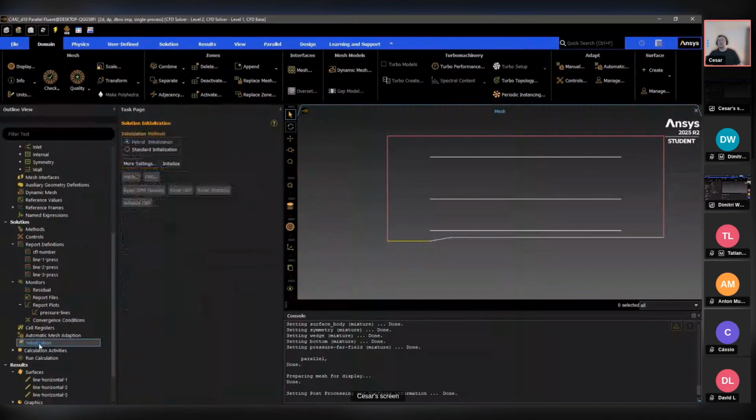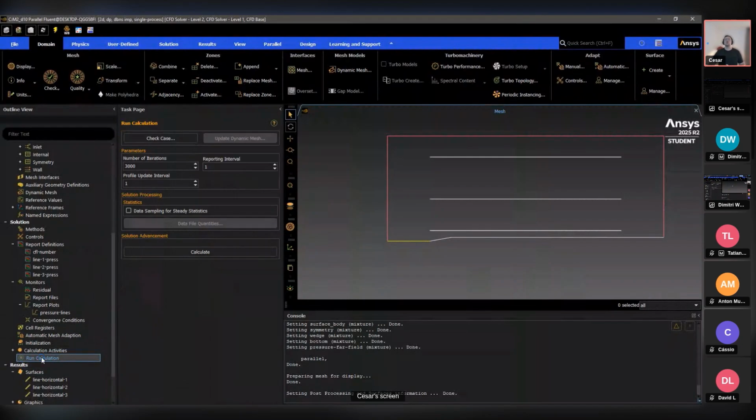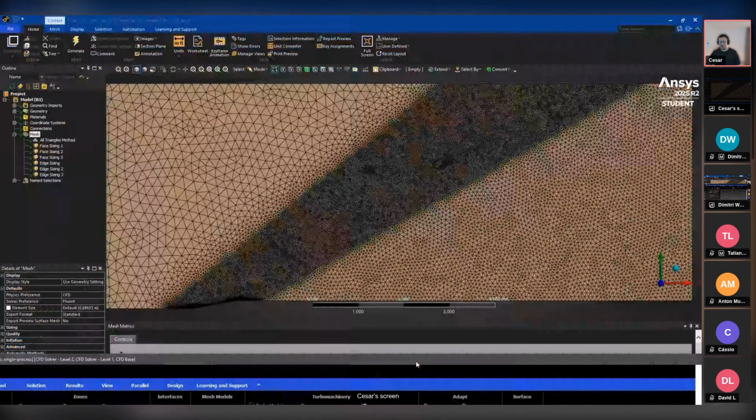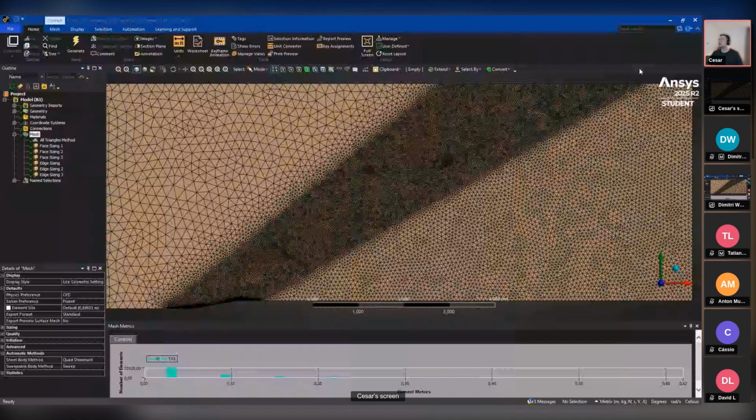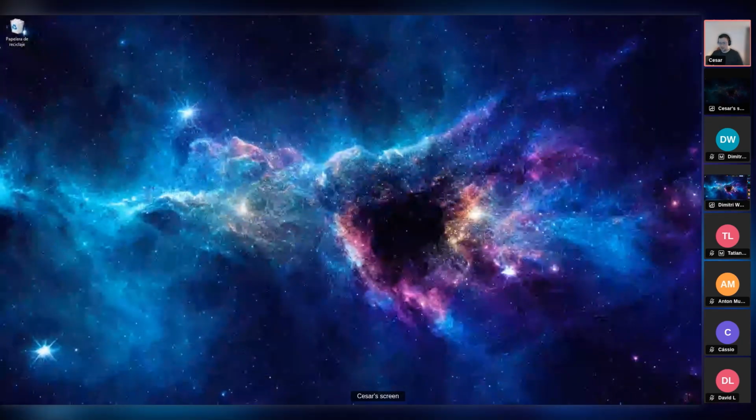Then we will initialize this case by using a hybrid initialization, and then we will run it. I'm not going to run it here because I've already done some tests this weekend, and it takes around 20 to 30 minutes to run this case, which could be quite endless. So I have already prepared some slides which show the process. Okay, let's go back to the presentation.